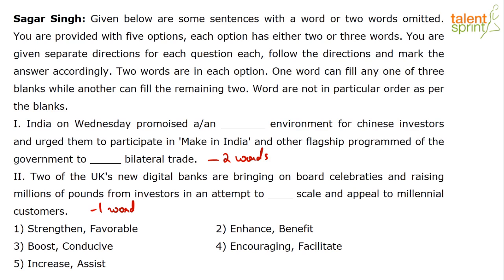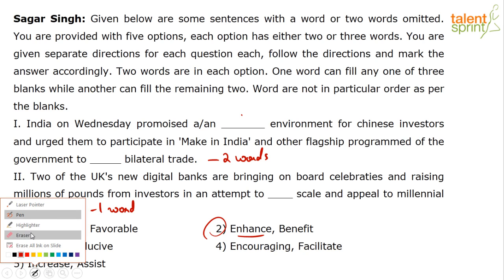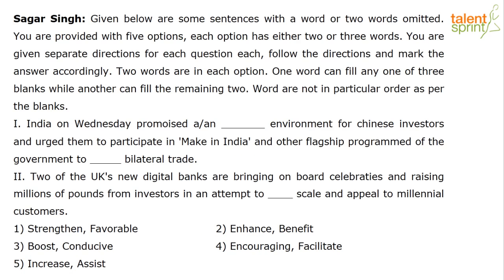Okay, one word can fill any one of the three blanks while another can fill the remaining two. So what they're saying is, in these three blanks, out of the options, one word can go for all three blanks, okay? Words are not in particular order as per the blanks. So for example, if I say option 2 is the answer for the first one, they're saying not necessarily that enhance will come in the first blank and benefit will come in the second blank. That's what they're saying, right? Just for us to understand the directions first. Now, we will look at the context and quickly figure this out.